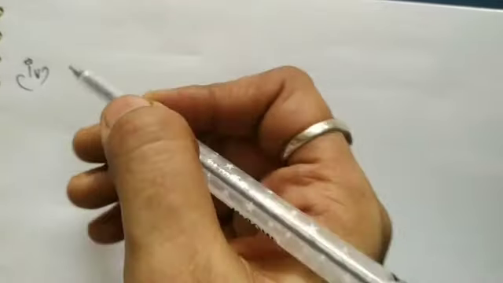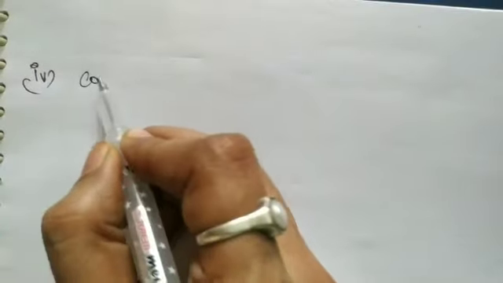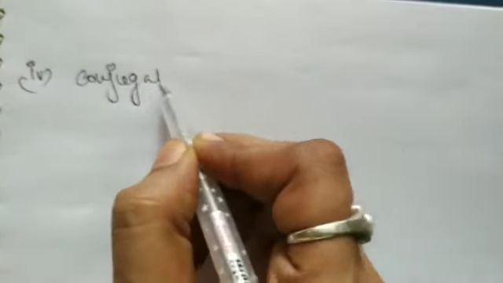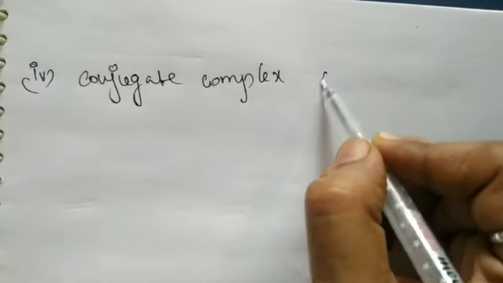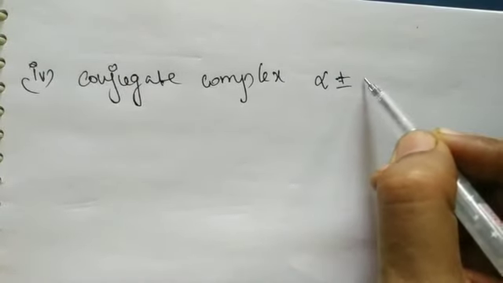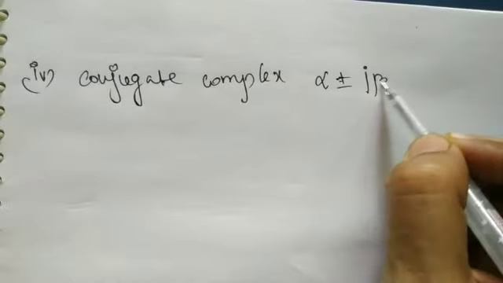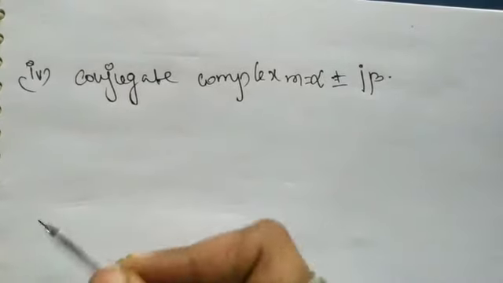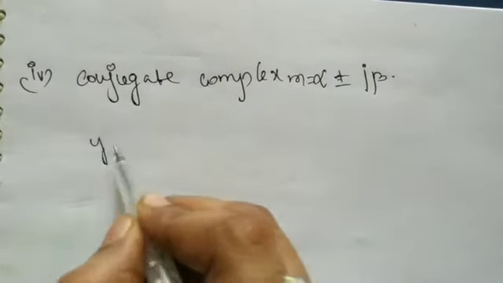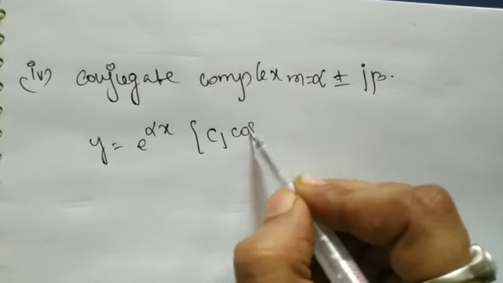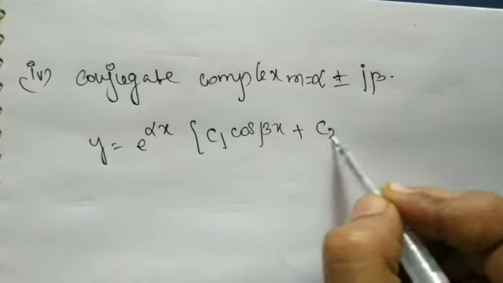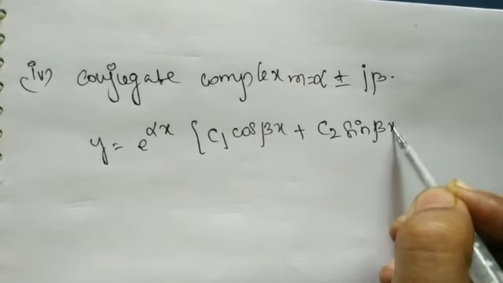Next one, if the roots are conjugate complex, that is alpha plus or minus i beta, m = alpha ± i beta, then y = e^(alpha x) (c1 cos beta x + c2 sin beta x).